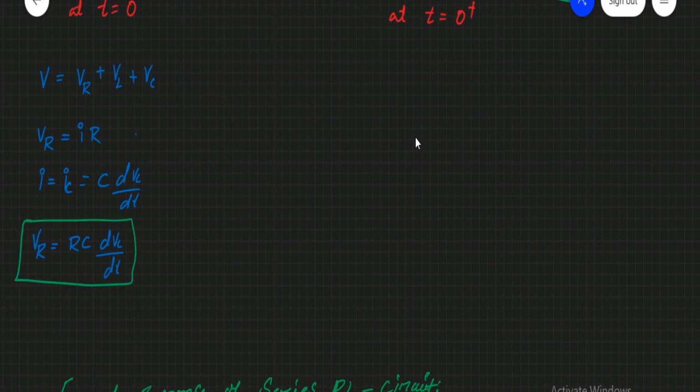Let us consider this for VR. Similarly, let us find VL. VL is equal to L into di by dt. But I is equal to C into dVC by dt. So VL is equal to LC into d square VC by dt square. Let us consider this as equation number 1.